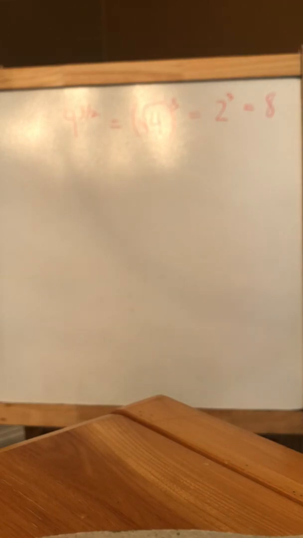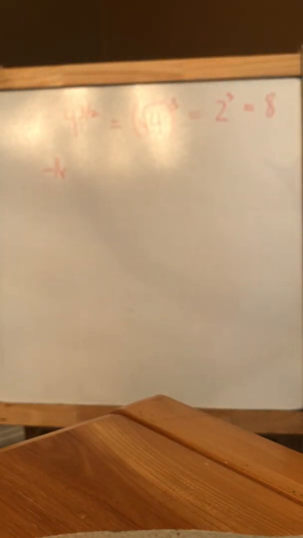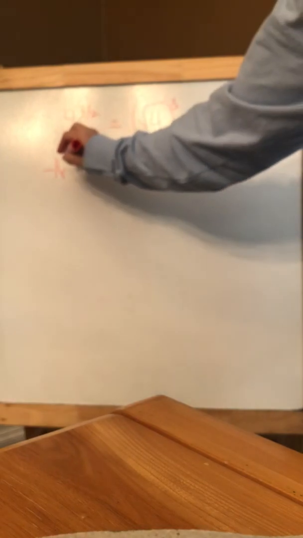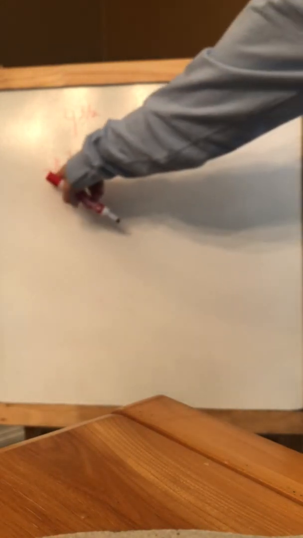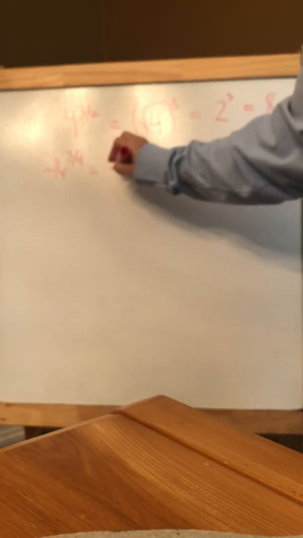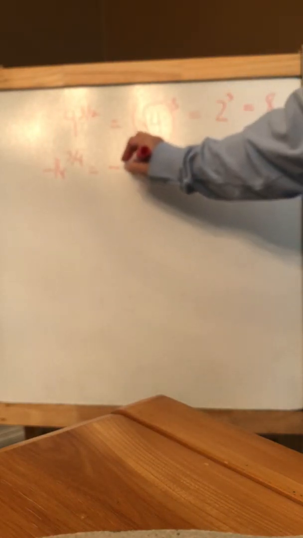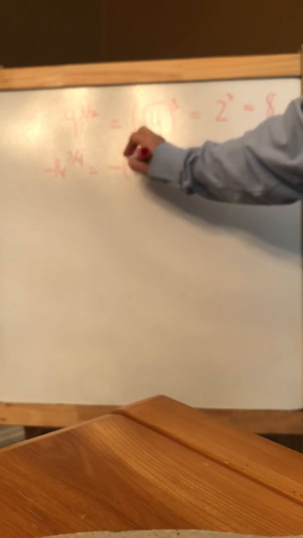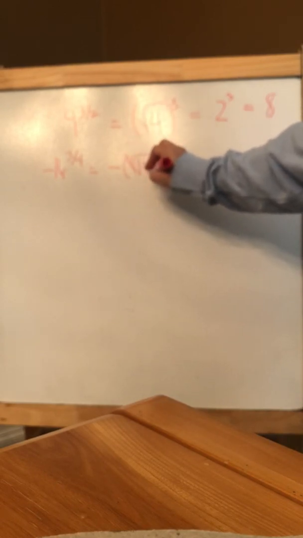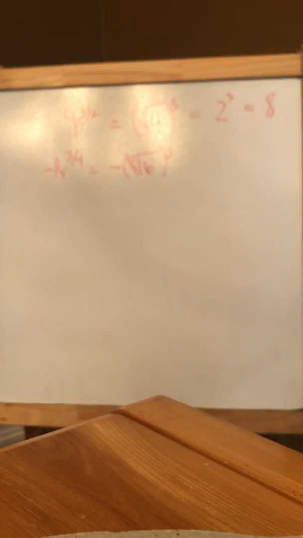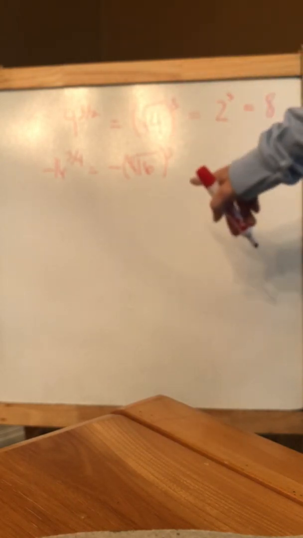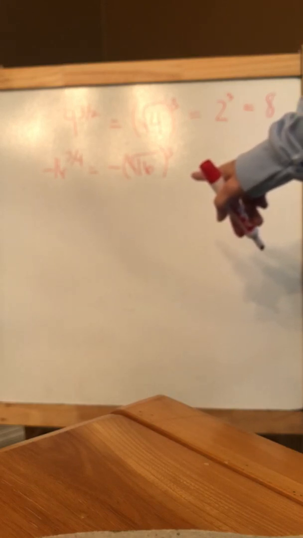So how about example 2, part B? We have negative 16 to the 3/4. Okay, so one step at a time. The negative is not in parentheses, so it's going to stay here on the outside. And we're going to have the 4th root of 16, and we're going to take the whole thing to the 3rd power.